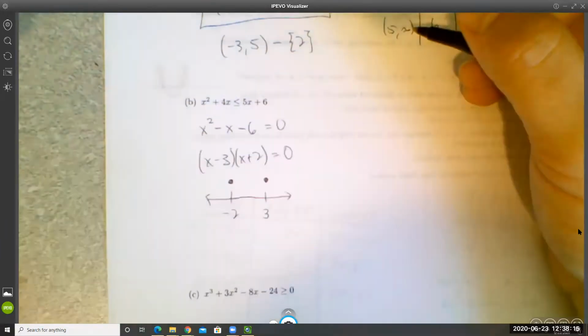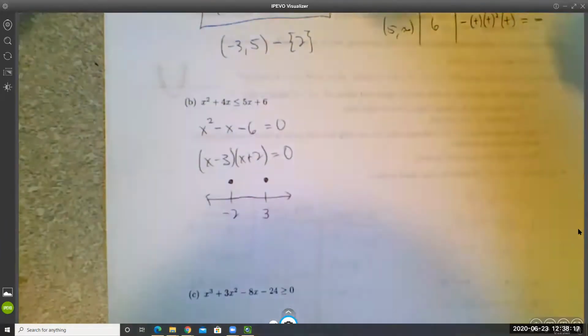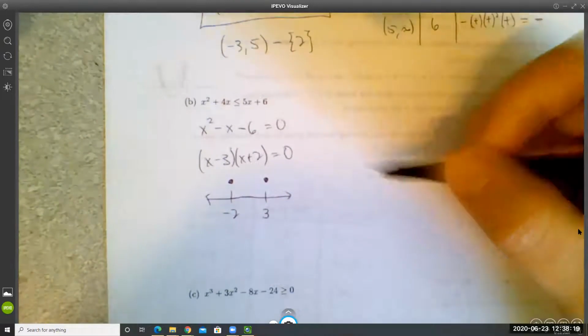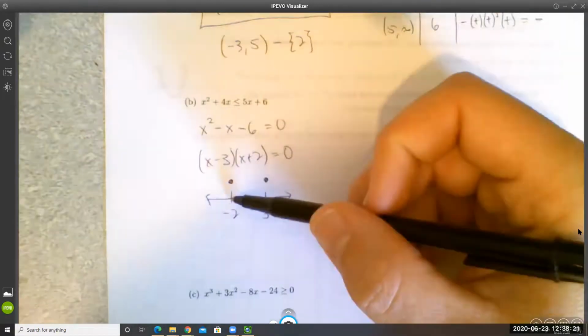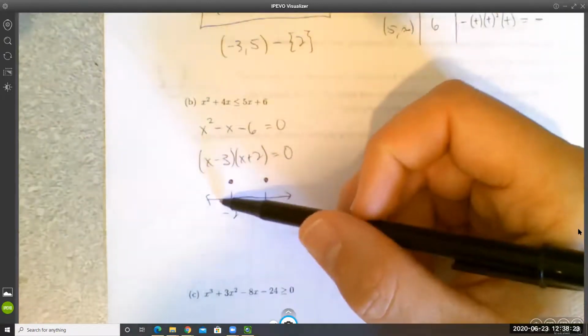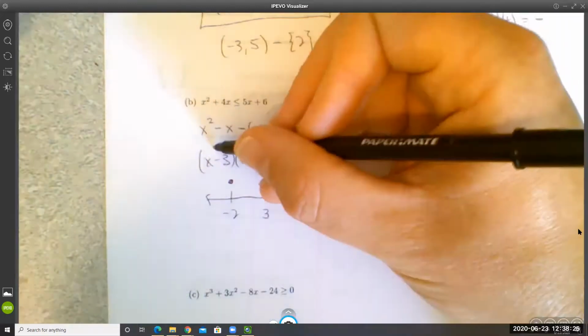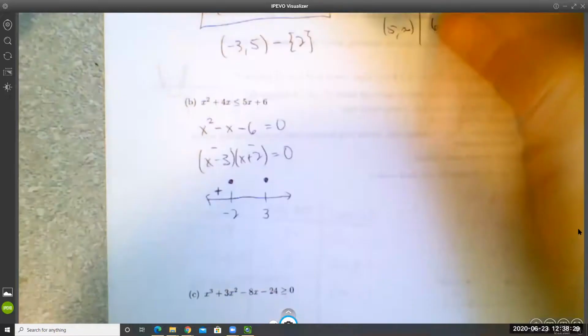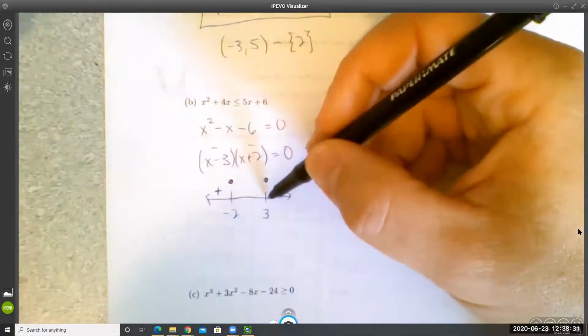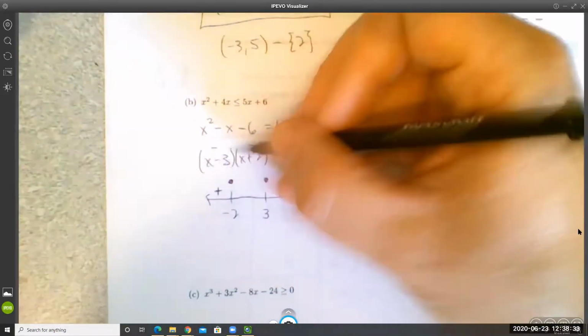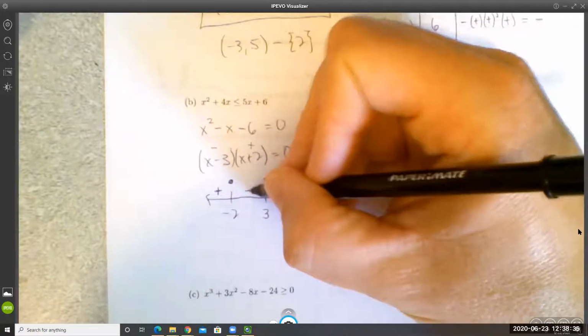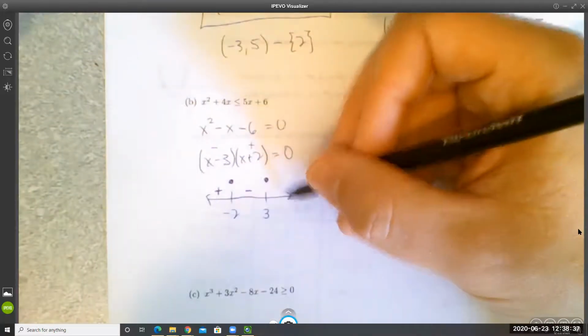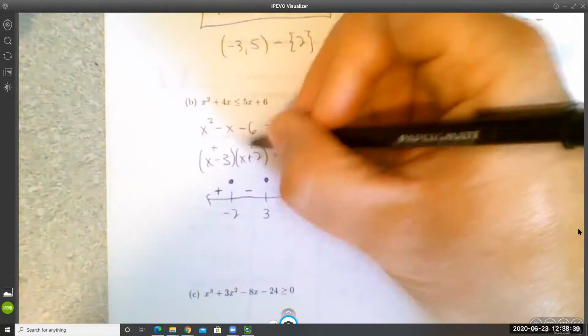Okay, so let's see. I'm not going to actually make a chart this time. I'm just going to do the work in my head. If I plug in something less than -2, like -3, I'm going to have a negative here and a negative there. That's going to make a positive. If I plug in something between -2 and 3, like 0, I'm going to have a negative there and a positive there. That's going to make a negative. And if I plug in something bigger than 3, like 4, I'm going to have a positive, and that'll make a positive.